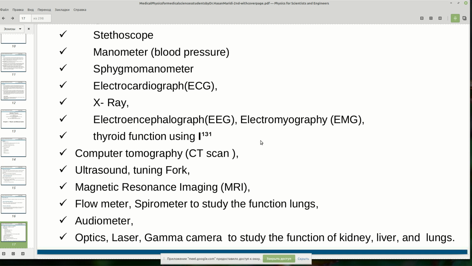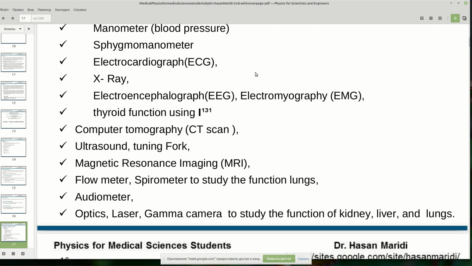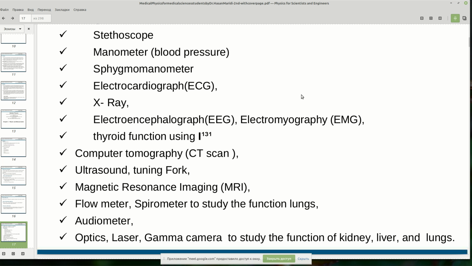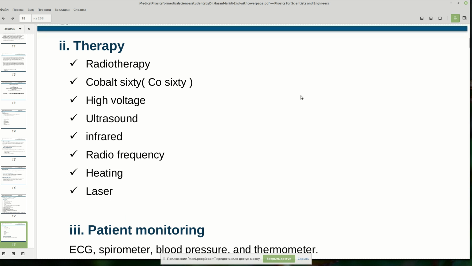Non-invasive, yes, don't forget this: not invasive. If you don't have a cardio stimulator or metal parts in your body. Also flow meter, spirometer to study the function of the lungs, audiometer, optics, laser, gamma camera to study the function of the kidney, liver and lungs. So many of our physical methods to experiment with the human body.